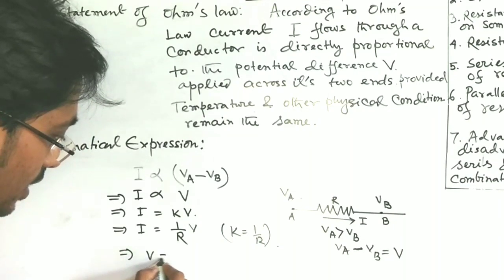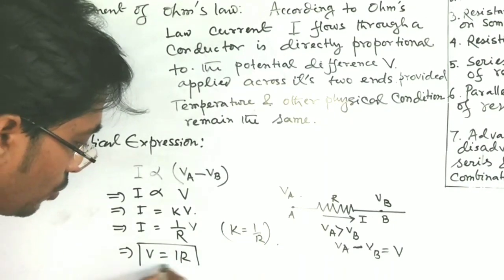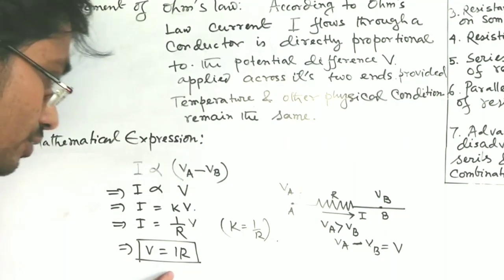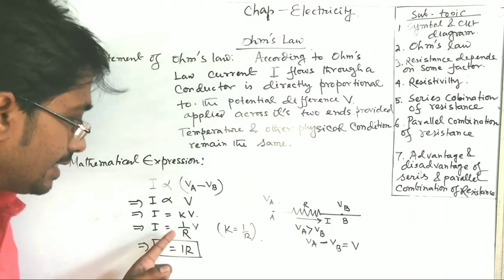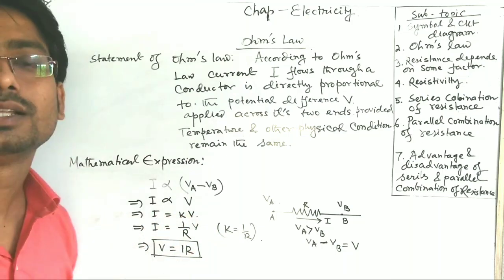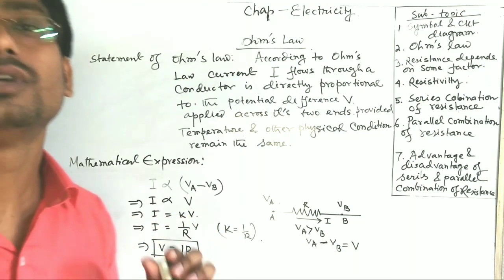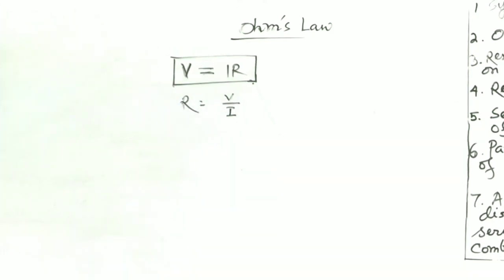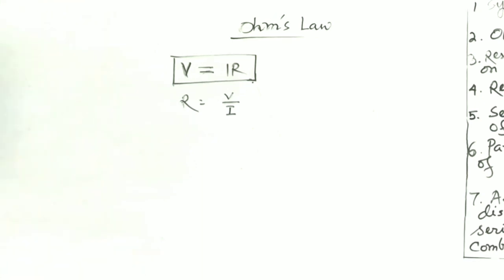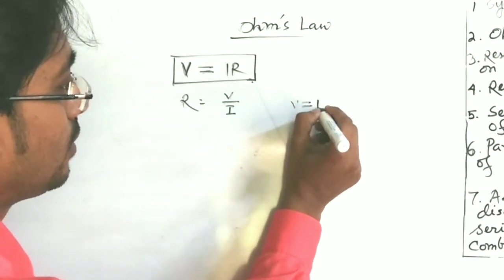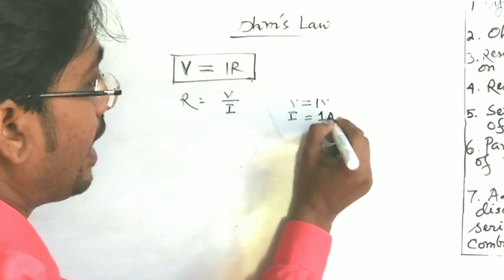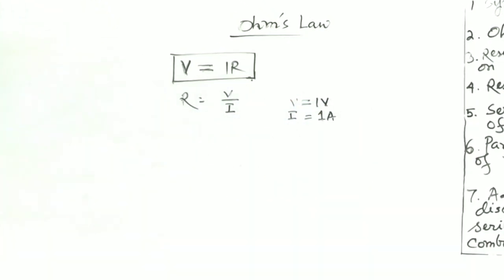Now V is equal to IR. So this is nothing but the mathematical expression of Ohm's law, where R is the resistance and K, what I have taken, is nothing but the conductance, the opposite of resistance. Then R is equal to V by I. From this relation we get what is resistance. So if we take V equal to 1 volt in SI system, and I equal to 1 ampere, then we define what is R.